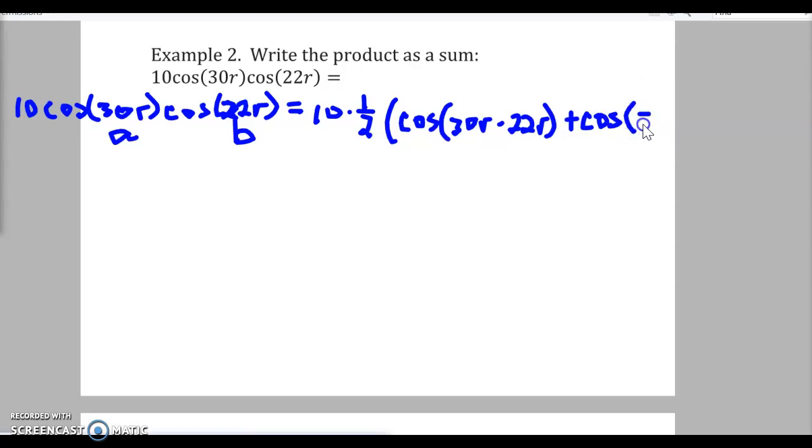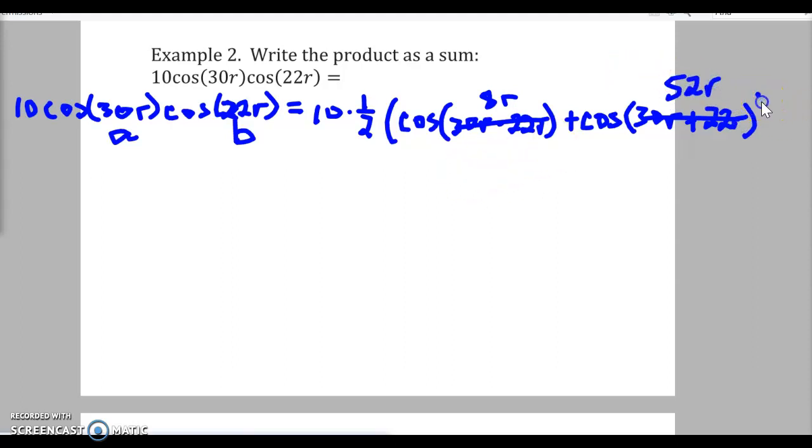cosine of a plus b. Whoops, I want to plug those in, sorry. Following my formulas too closely. There we go. So 30r plus 22r. Alright, so let's go back and simplify that. So 30r minus 22r is going to give us 8r. And then here, 30 plus 22 is going to give us 52r.